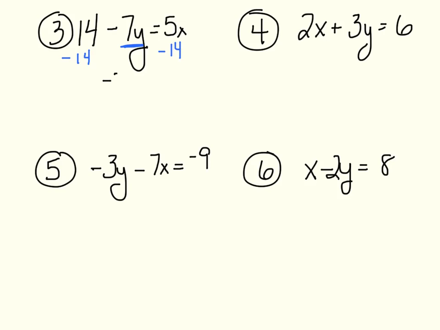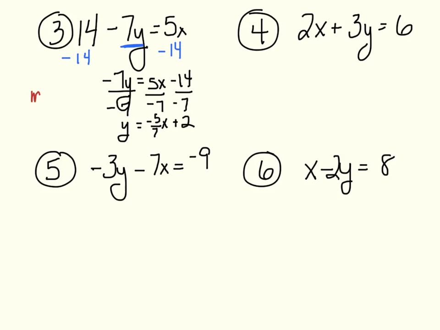That would give me negative 7y equals 5x minus 14. The y is still not by itself. I have to get rid of a times negative 7. The opposite of times negative 7 is divide by negative 7. So we divide everything by negative 7. That gives me y equals 5 divided by negative 7 is negative 5/7 x. Negative 14 divided by negative 7 is plus 2. Therefore, my m, my slope, is negative 5/7. My y-intercept, which is b, is 2.